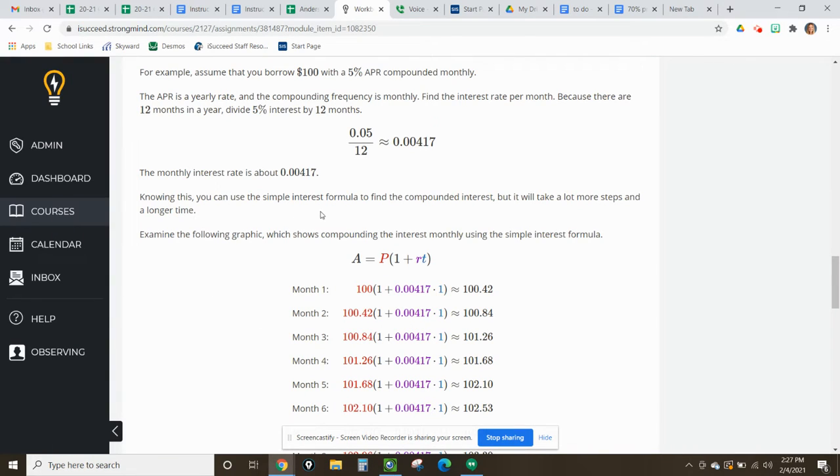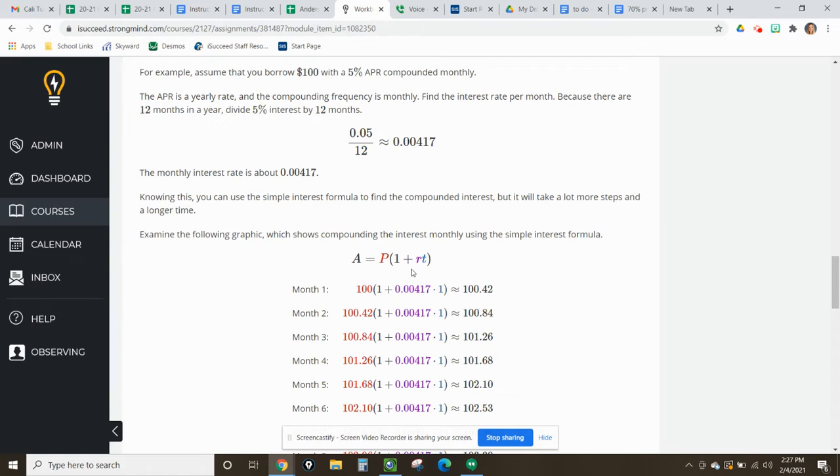Now that we know what the monthly interest rate is, we can use the simple interest formula to find the compounded interest. It will take a lot of steps and a longer time, but you can do it. So here's the formula. I'm going to write that on my paper, and then I'll go back to my other screen. So A equals P(1 + RT).